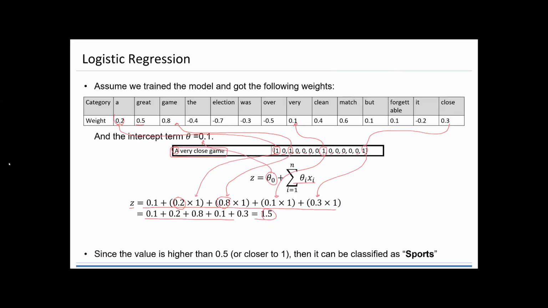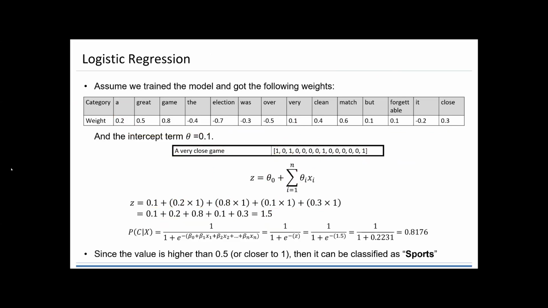After we have this one, then we can calculate it. So the calculation will be something like this. We have 1 divided by 1 plus e to the power of minus the summation for all of the respective terms. And then we just put this as the z. So we put this value here, and we got the value 0.8176.